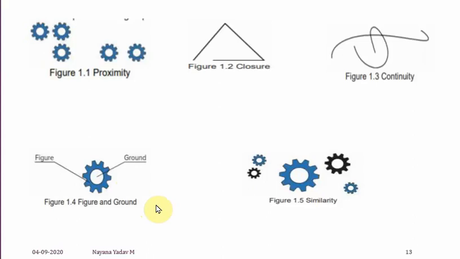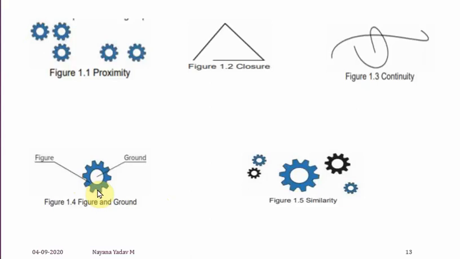So what we want to say here is there must be a clear distinction or separation between your ground and the figure. Take the same example here: your ground color is white, and if the gear image is also given as white, then is it possible to identify that figure?